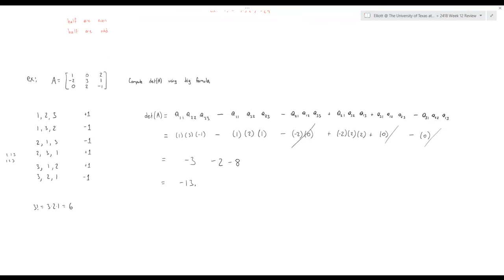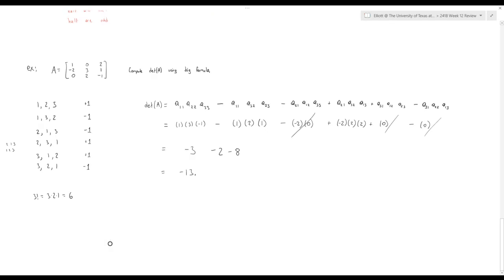So if you were to draw the three vectors, like 1, -2, 0, 0, 3, 2, and 2, 1, -1, if you would imagine or visualize them in R3, they would form a parallelepiped whose volume was 13. And they would have a left-handed orientation because of the negative sign.